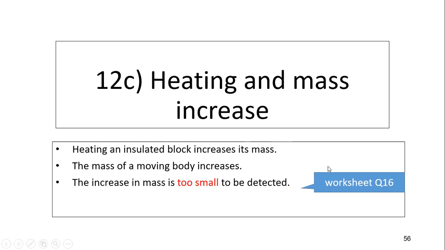Okay, that's why I asked you to calculate in your worksheet, question number 16, just to get you familiar with the formula, work with the formula and memorize the formula. You can try it out.